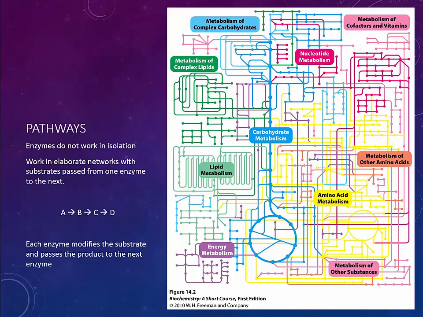However, it's important to realize that enzymes do not work in isolation in the cell. Each enzyme, except for a few, takes in a substance created by some other enzyme. In this way, a network of chemical reactions is established. So enzyme A, for example, modifies a substrate and passes that material on to enzyme B. Enzyme B modifies it further and passes the result to enzyme C, and enzyme C modifies it further and passes it to enzyme D, and so on.